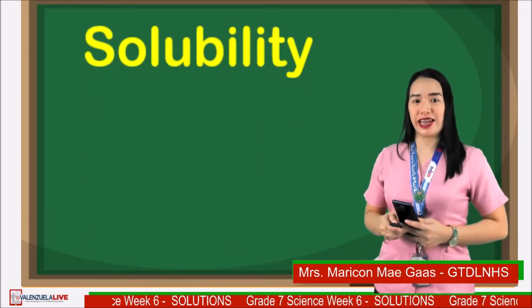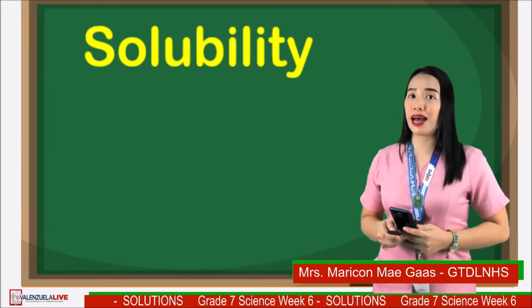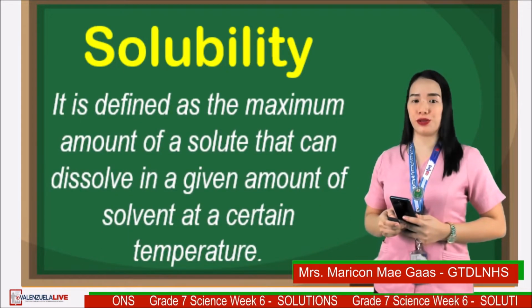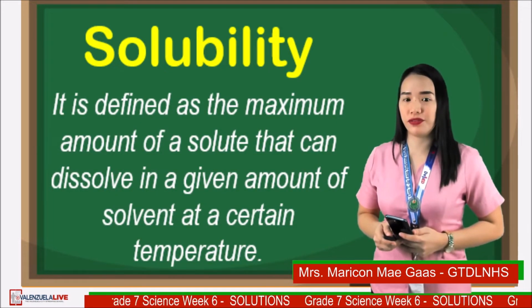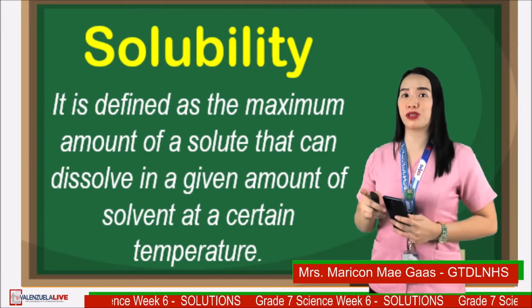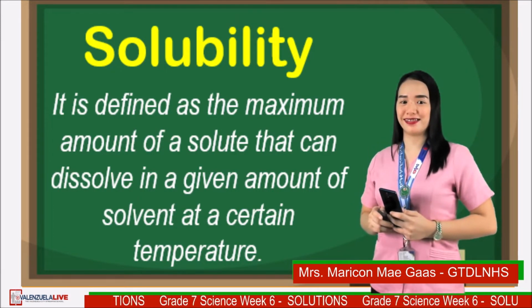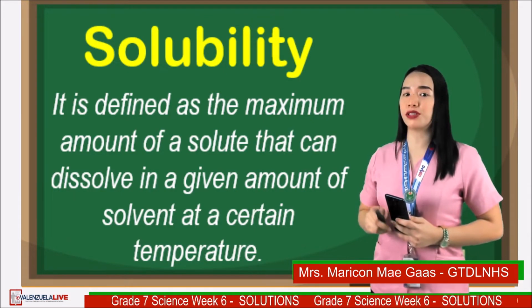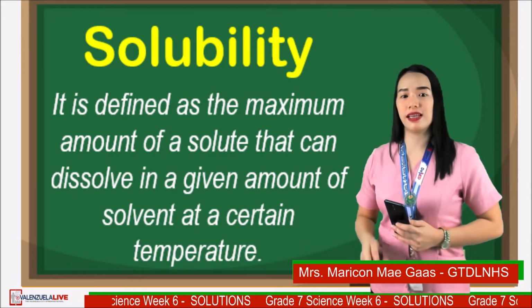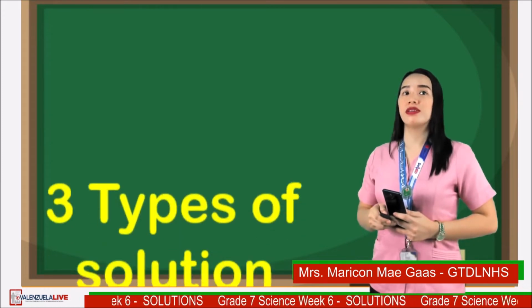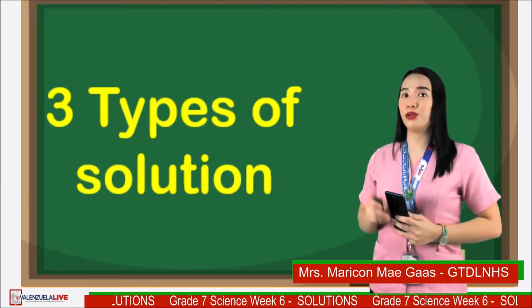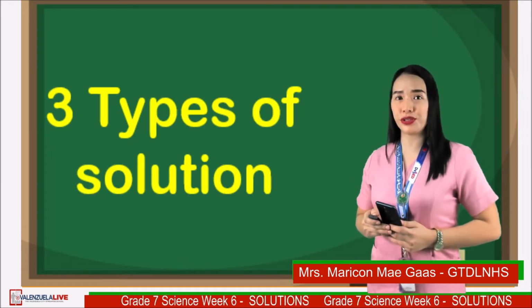Solubility is defined as the maximum amount of a solute that can dissolve in a given amount of solvent at a certain temperature. The amount of dissolved solute produces three types of solution. Do you know what are those three types of solution?